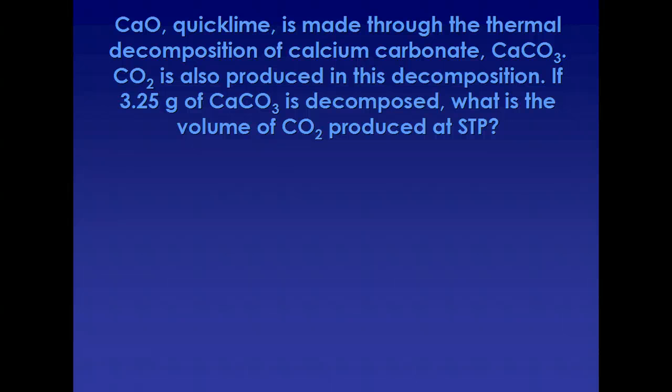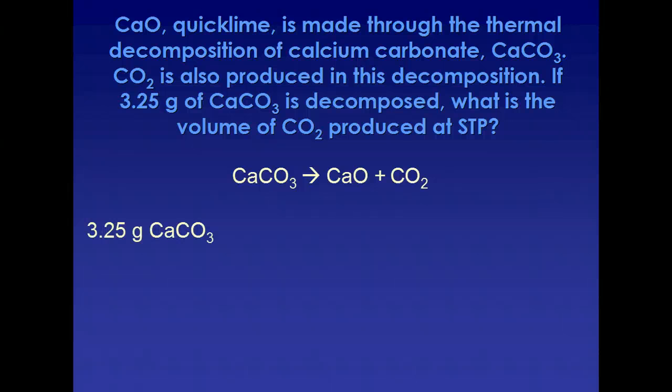Here we have calcium oxide. Quicklime is made by decomposing calcium carbonate, and carbon dioxide is also produced. We have 3.25 grams of calcium carbonate that was decomposed, and we want to know what volume of carbon dioxide was made. So first we're going to turn our reactants into products. We're going to write calcium carbonate and convert it into calcium oxide and carbon dioxide. This is a balanced equation, so we have a 1-to-1 ratio of our reactants to products.